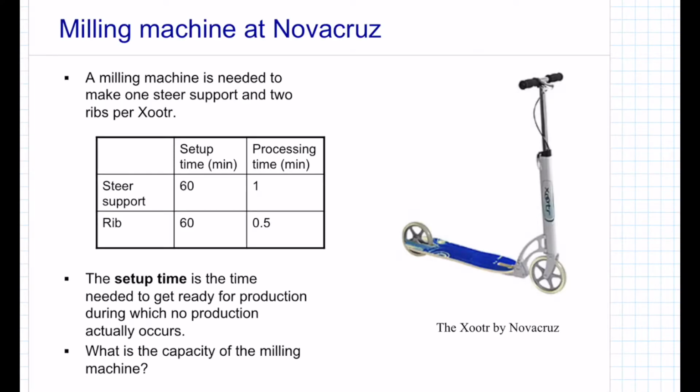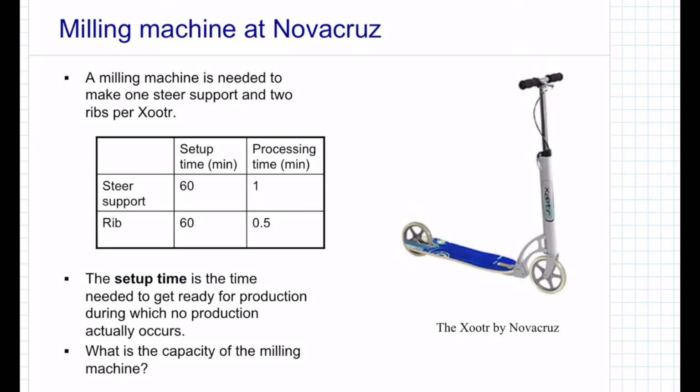Let's consider this example of scooters by Nova Cruz. Each scooter requires one steer support and two ribs. On the milling machine, the steer support needs 1 hour of setup time, and processing time per steer support is 1 minute. Similarly, for ribs, this machine needs 60 minutes of setup time, and each rib requires half a minute. So for two ribs, it needs 1 minute.